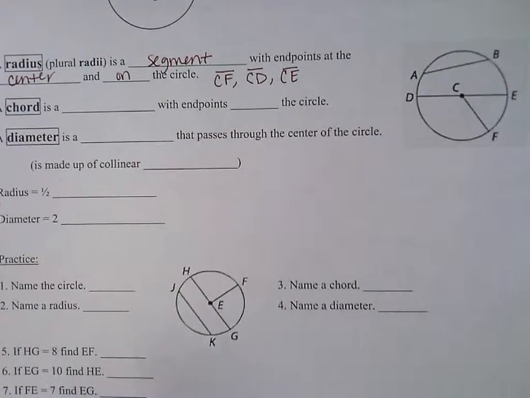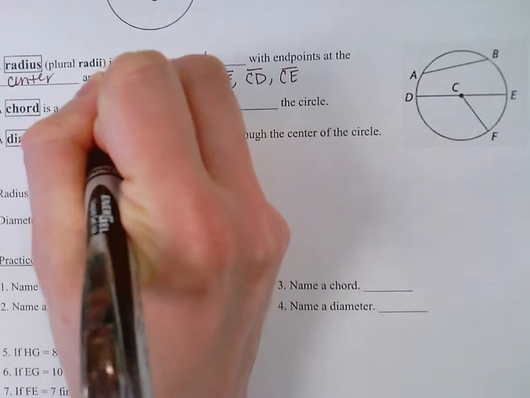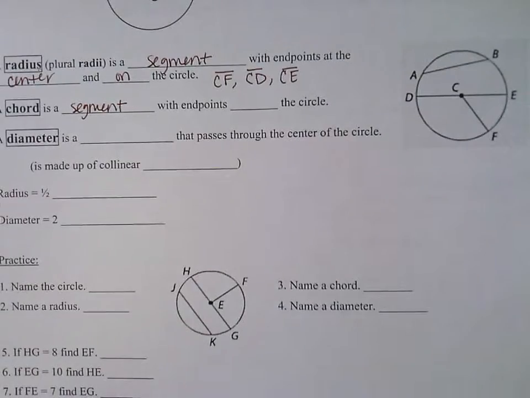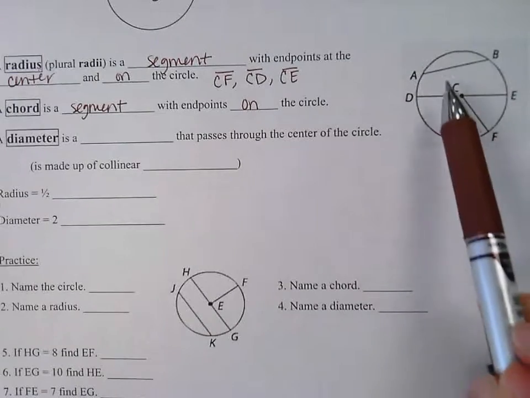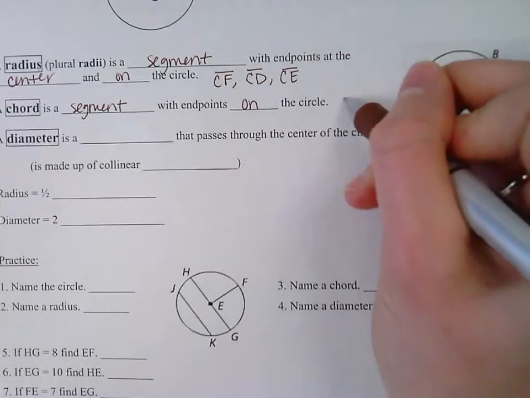And then a chord of a circle. This is a segment with endpoints that are both on the circle. So both endpoints are points on the circle. A chord for this circle would be the segment AB. That would be a chord.